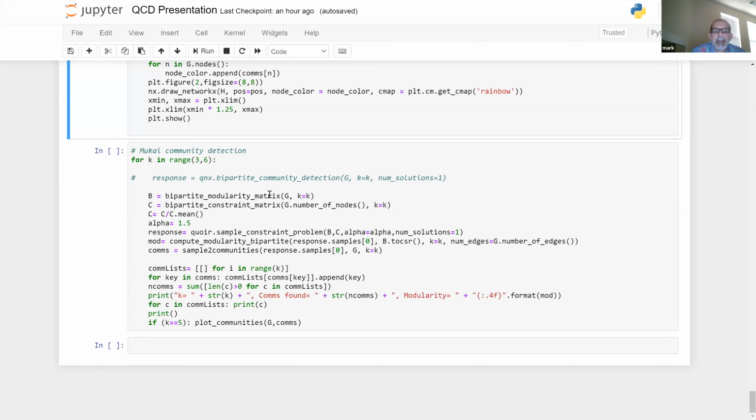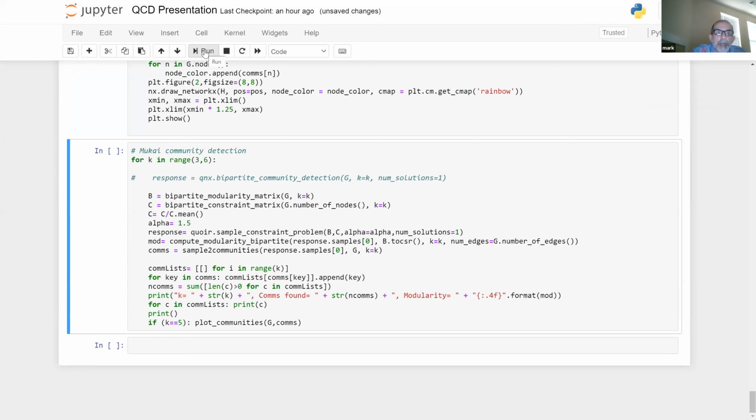what we would do is we calculate the modularity matrix, which is the objective function B. We calculate a constraint matrix, which is constraint matrix C. We normalize that, and in this case, you don't really need to use a Lagrange optimization. Using a single Lagrange multiplier of 1.5 is good enough to get the correct solution. So I can run this.